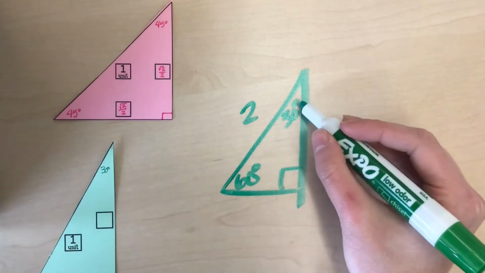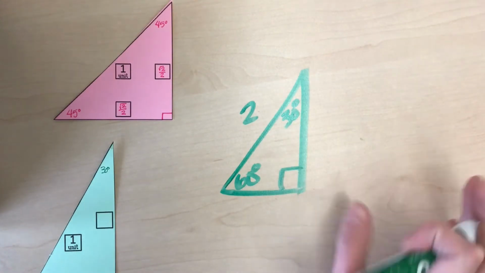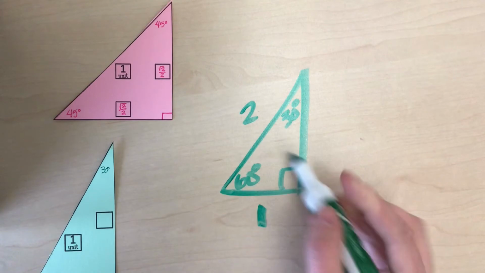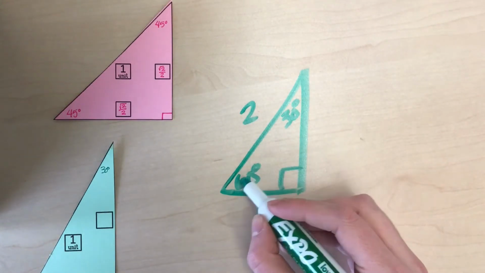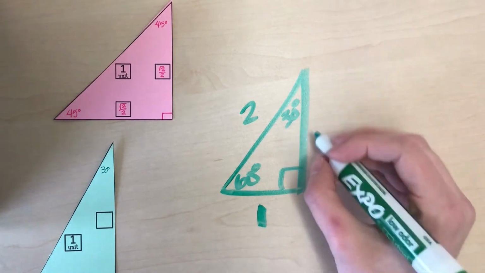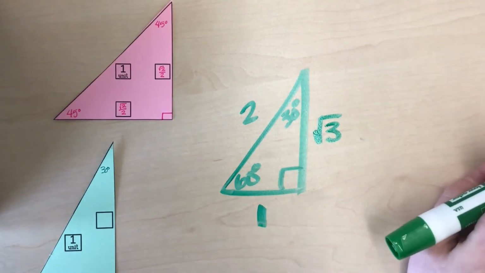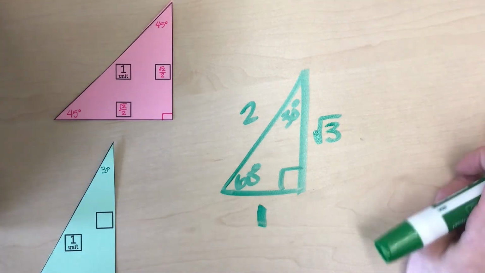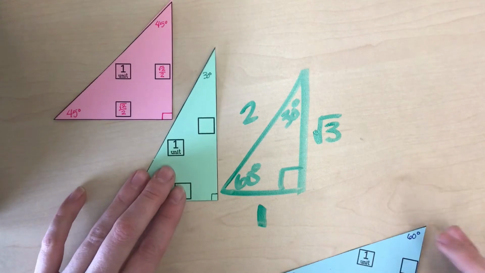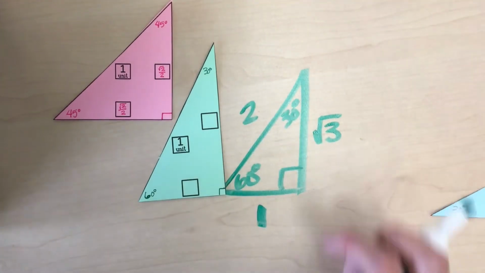We said opposite of the 30-degree angle is going to be equal to 1 when our hypotenuse is 2. Now, for our 60-degree side, that would be the square root of 3. And you can check that by, again, using the Pythagorean theorem to figure out any of those. Okay, now, that's not quite the same, though, as this here green triangle for our 30-60 that I have.